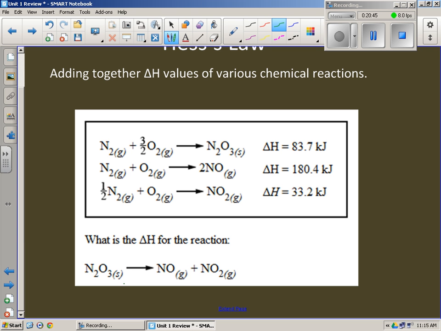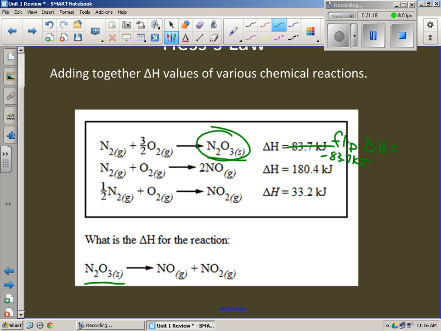I need some N2O3 on the left-hand side. Here it is right here. I've got one N2O3, but it's on the wrong side. So I'm going to flip it. So that turns out then, therefore, delta H, I know this isn't going to show up very well here, maybe I'll cross that out, negative 83.7 kilojoules, right? If I'm flipping the equation, I've got to flip the sign, yes? Remember? Okay, so that's taken care of. That's on the left-hand side now.